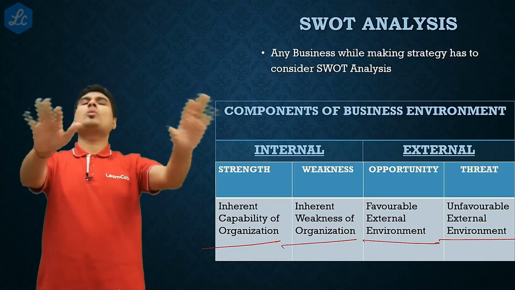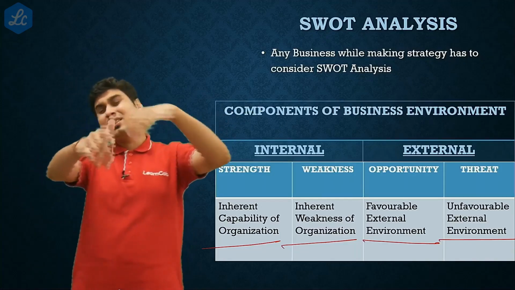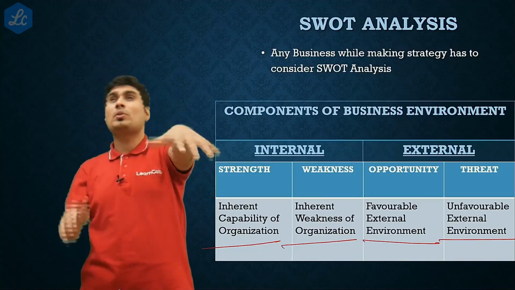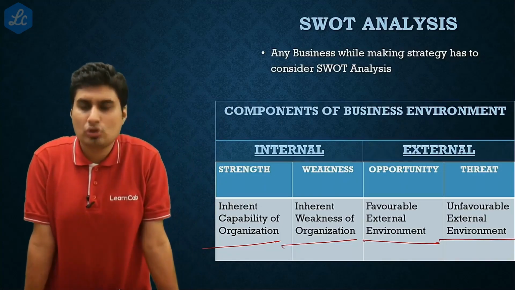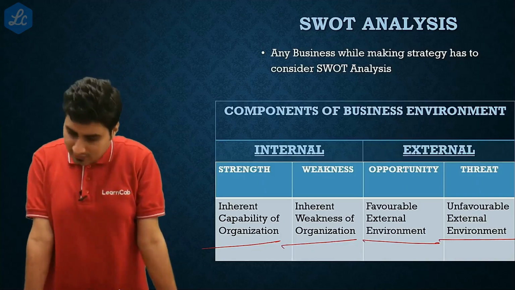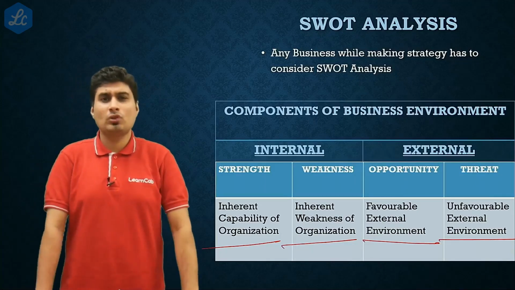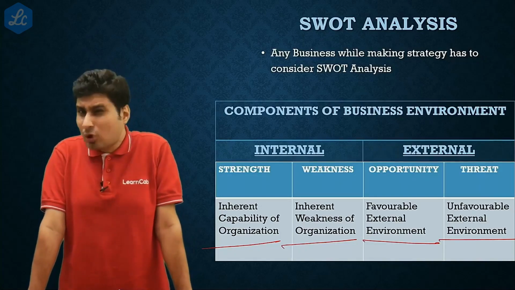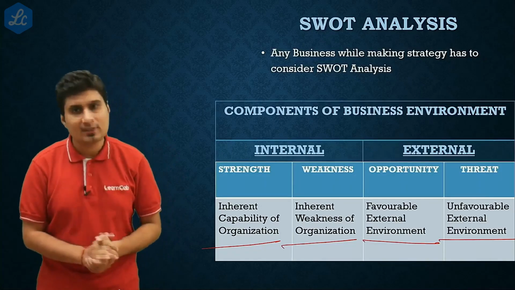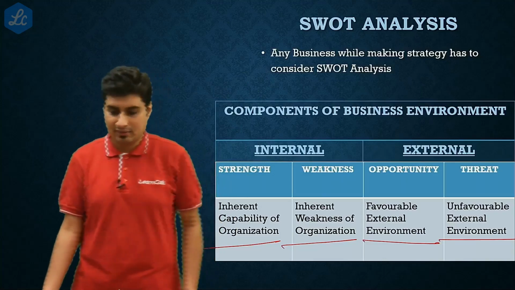Mature industry. See, everyone knows about McD now. So there is less chance of more growth because it's almost mature. Threat. Mature industry is a threat. It's not a growing industry. Mature industry. Health conscious customer. Threat, of course. Health conscious customer. Threat.